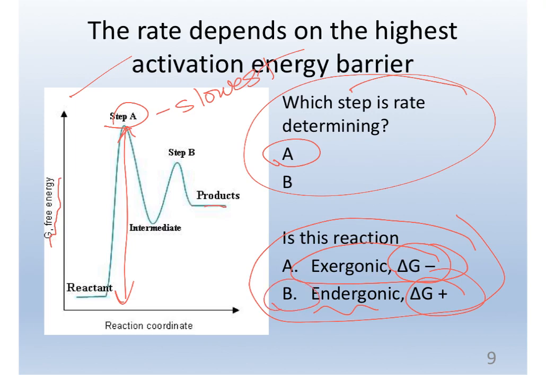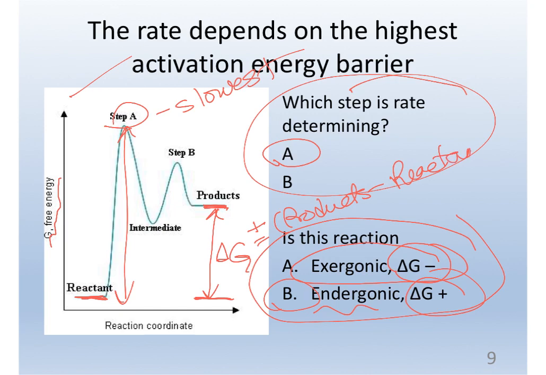Just to remind you, when you're talking about the overall free energy or overall enthalpy of a reaction, you're looking not at the activation energy, you're looking at the difference in energy between original reactants and final products. Since the products are higher energy than the reactants, and delta G is always products minus reactants, that gives you a positive delta G, which is endergonic.